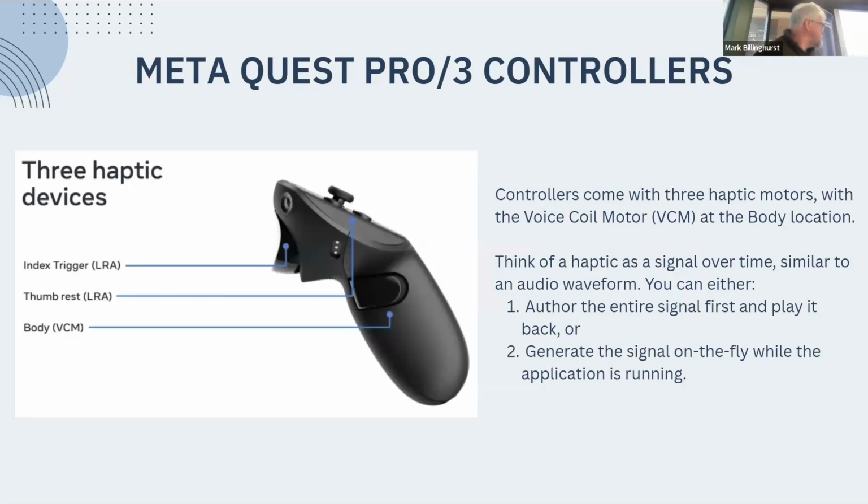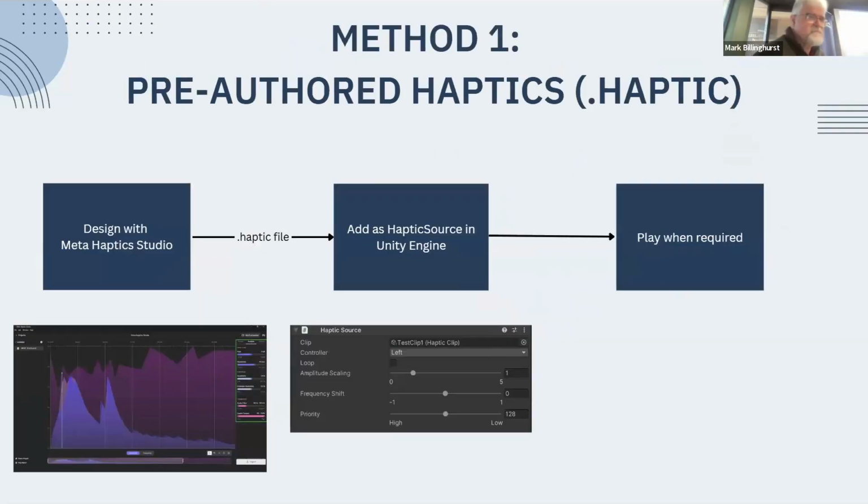Okay, so now let's first go into the methods that you can actually use to control the haptics. There are three methods that you can use to play haptic feedback on the controllers. The first method, which is the recommended way and the easiest way, is to design with Meta Haptic Studio first. You will get a haptic file, and then you can add it as a haptic source component in Unity Engine, and then you can play it when you need it.